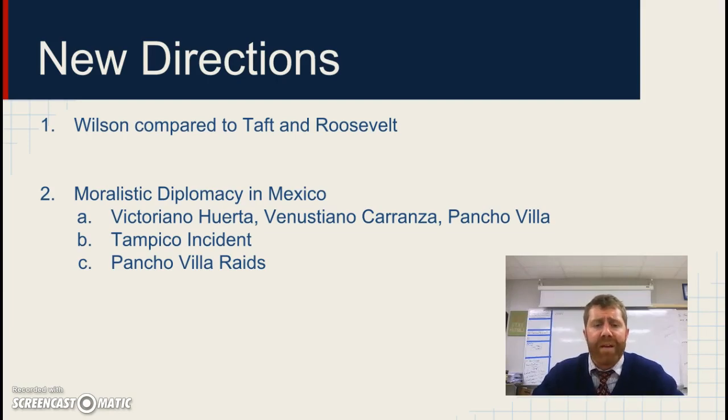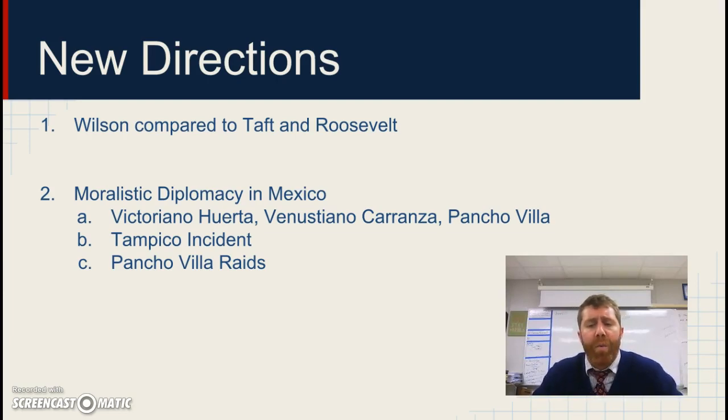Woodrow Wilson felt like he could handle foreign affairs with a moral approach, hence the name that we give Wilson's foreign policy, moral diplomacy. Sometimes this is called missionary diplomacy, but it centers around the idea that the United States could influence the economics of Latin America by supporting the countries that were democratic. However, if a country was not democratic, their economies would suffer greatly, and therefore they would have no other choice but to cave into the pressure of the United States.